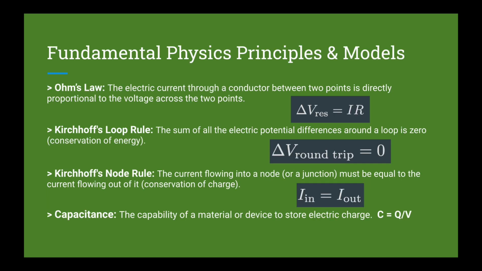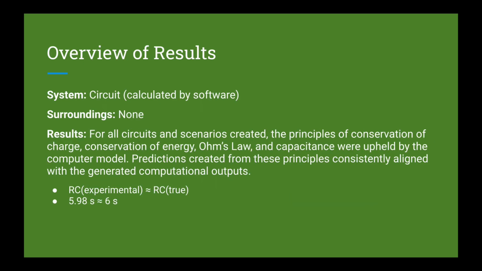Some fundamental physics principles and models used in the lab include Ohm's law, which states that the electric current through a conductor between 2 points is directly proportional to the voltage across the 2 points, or delta V equals IR. The loop rule, also known as conservation of energy, which states that the sum of all electrical potential differences around a loop is 0. The node rule, which states that the current flowing into a junction must be equal to the current flowing out of it, or conservation of charge. We also use the principle of capacitance, which states that the capability of a device to store electric charge is equivalent to Q divided by V.